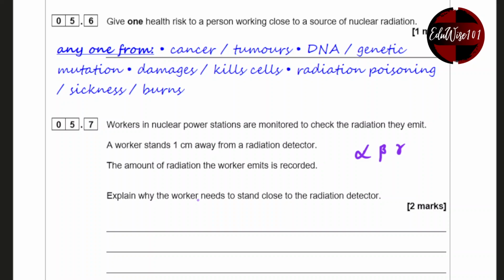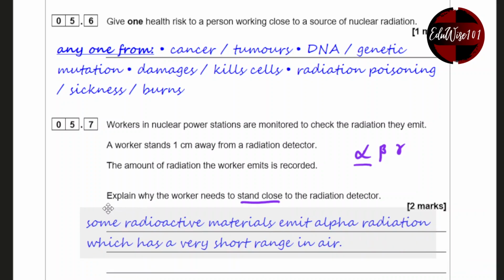Explain why the worker needs to stand close. Well, if they don't stand close, they won't be able to detect the alpha. So, some radioactive material emit alpha radiation, which has a very short range in air. You need to mention alpha and that it has a very short range in air.